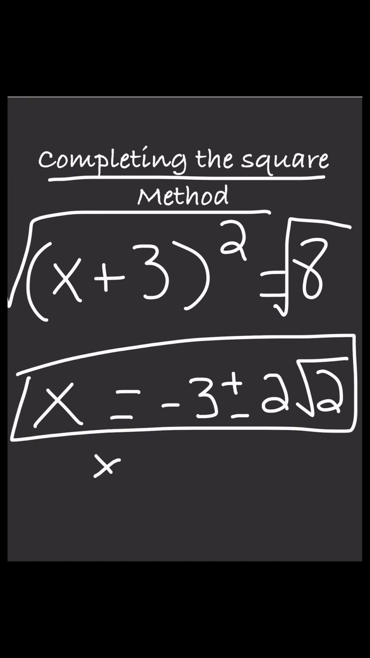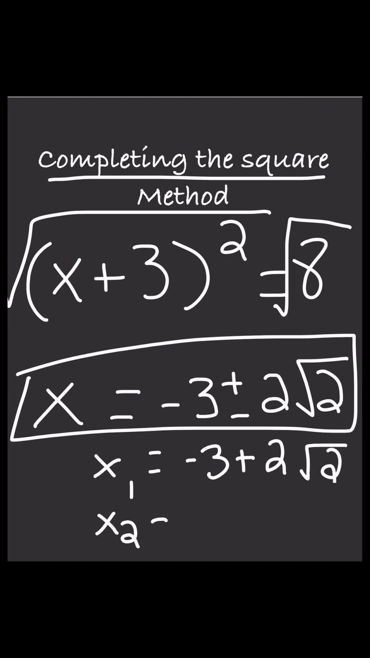Because there are two different possibilities, there is an adding possibility and there's a subtracting possibility. So first, you do negative 3 plus 2 square root of 2, and that would give you negative 1 square root of 2. And then your second x value would be negative 3 minus 2 square root of 2, which will give you negative 5 square root of 2.